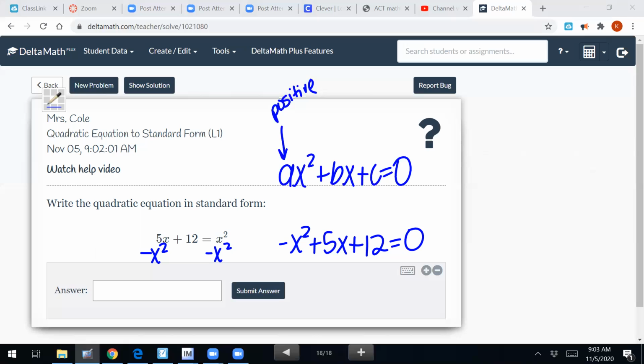You can divide everybody by -1 or multiply everybody by -1, which basically just changes everybody's signs. So this is going to be positive x squared instead of minus x squared, plus 5x instead of minus 5x, and minus 12 instead of plus 12, and there's no such thing as -0, so just 0. Now that should be right. Y'all got that written down so I can write that in?